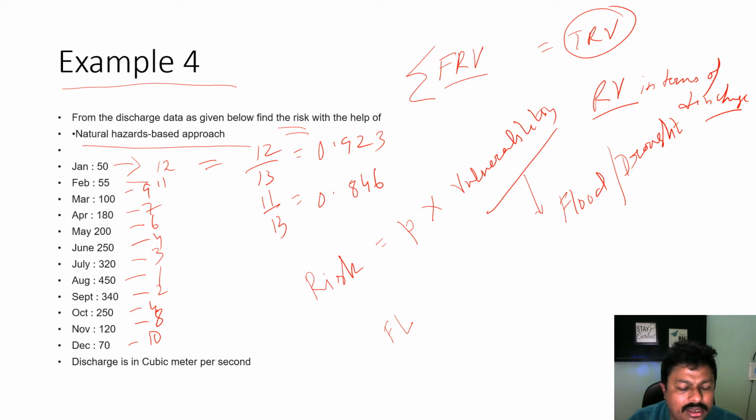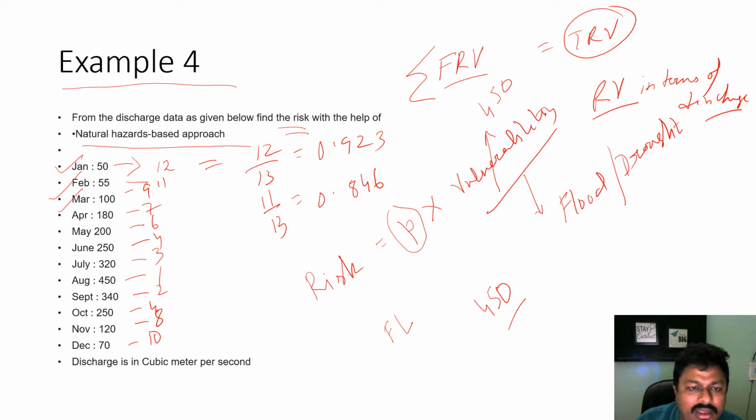So if we take 450 as the flood level or flood discharge, this vulnerability will become 450. Generally, the highest value in a data set is assumed to be the vulnerability. And then we calculate the probability of all the values in the set, January, February, March, April, May, June, up to December, and then we multiply the probability with the vulnerability.